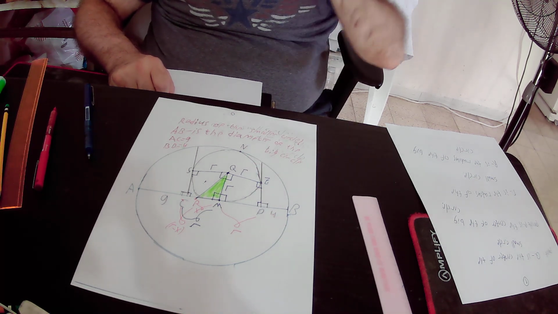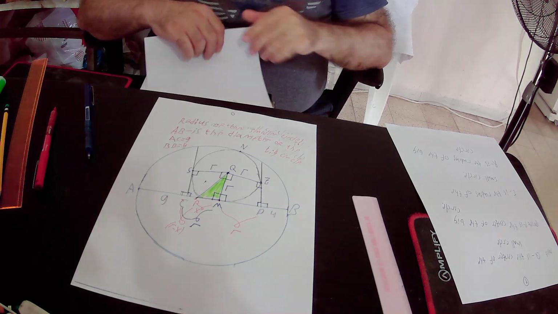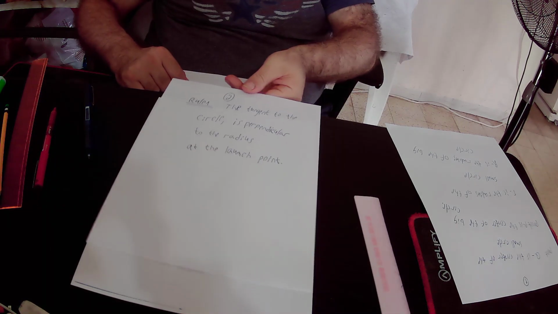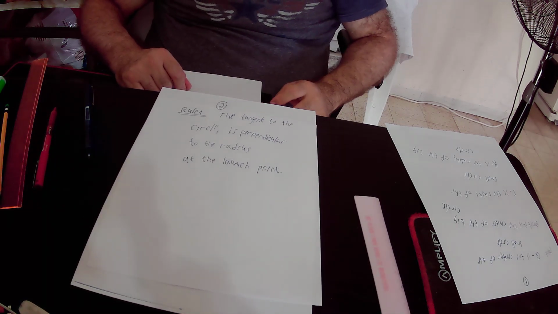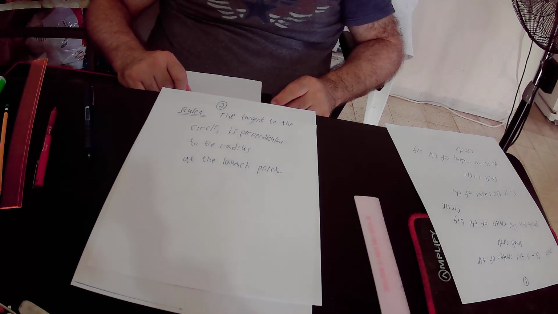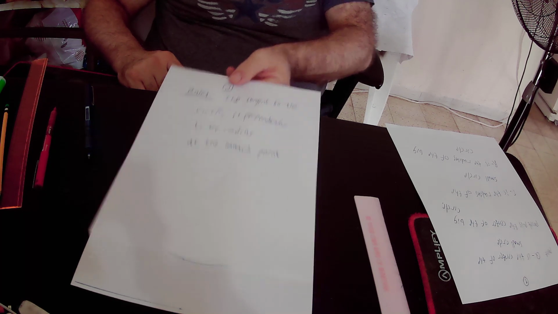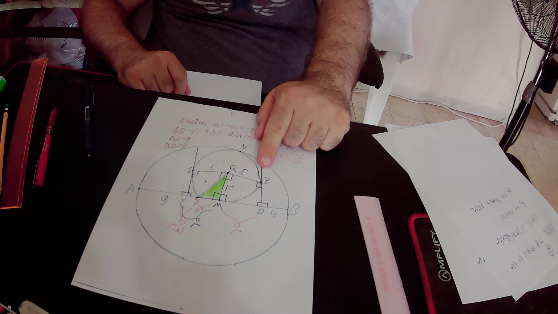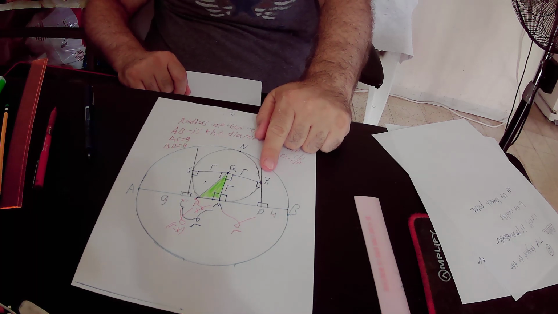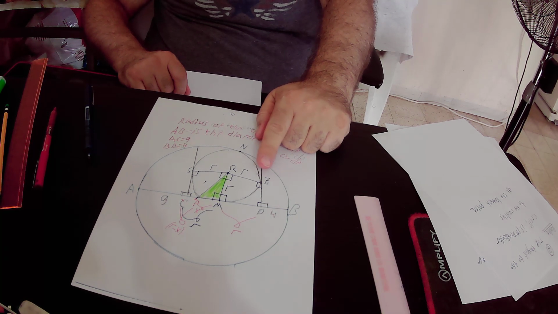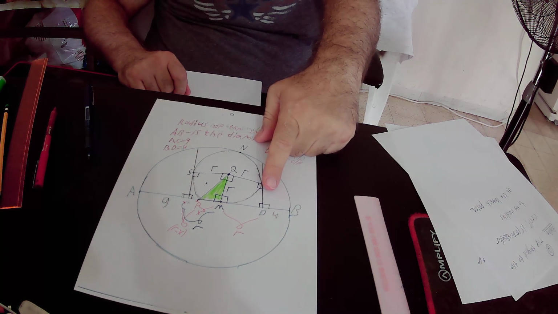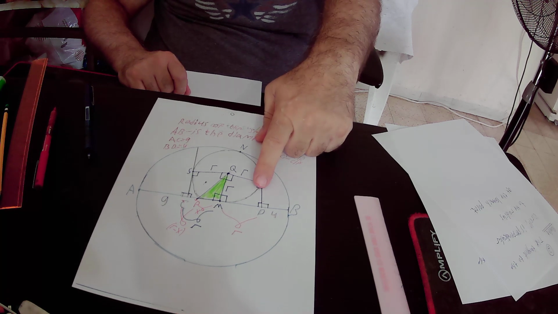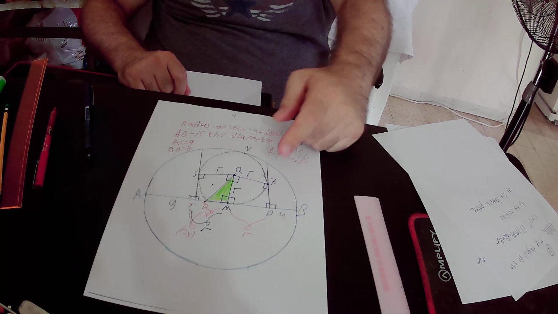Okay, we have rule number 1. According to rule number 1, the tangent to the circle is perpendicular to the radius at the point of tangency. So here we have a radius that is drawn to the tangent point and touches it. Therefore, according to rule number 1, this radius is perpendicular to the tangent, or this is a right angle.